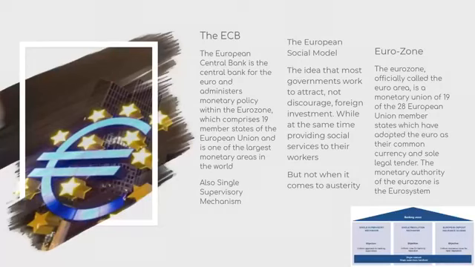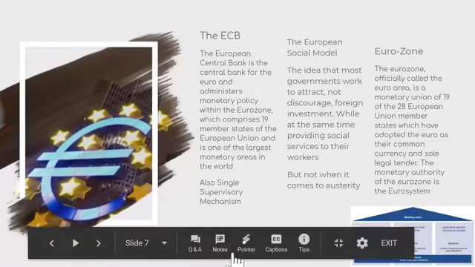The ECB, otherwise known as the European Central Bank, is a central bank for the euro and administers monetary policy within the Eurozone, which we just went over. This comprises 19 member states of the European Union and is one of the largest monetary areas of the world. If you look down below, we have something called the banking union. This is a part of the ECB.